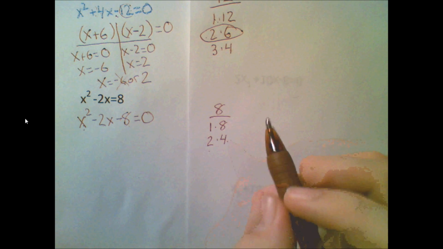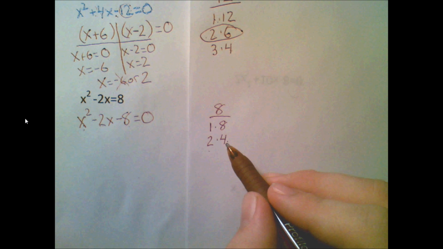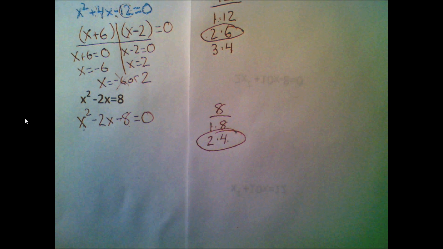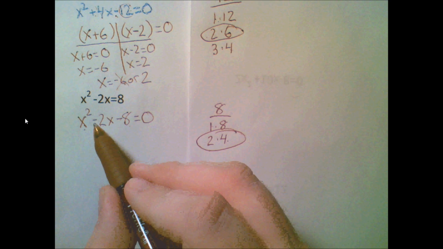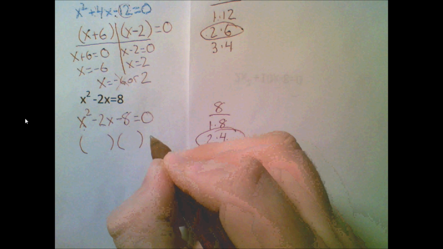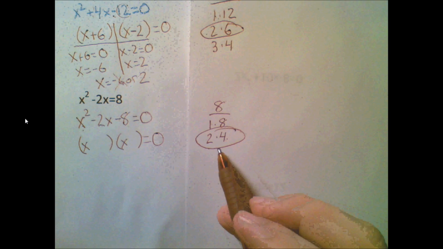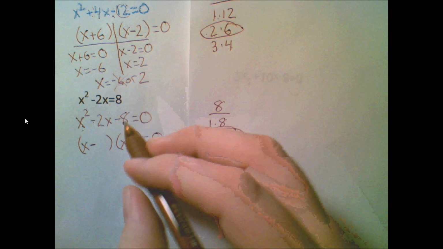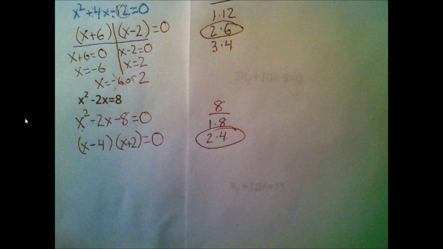Now, two numbers that subtract to be 2. 8 minus 1 is 7, 4 minus 2 is, okay, good. 4 minus 2 is 2. So, we look at this sign. It's negative, so the bigger one is going to be negative. So we do our little parentheses again, set it equal to 0, put our x's. Now, since this was negative, the bigger number, 4, is going to be negative, and the smaller number is going to be positive. We do our t-chart.